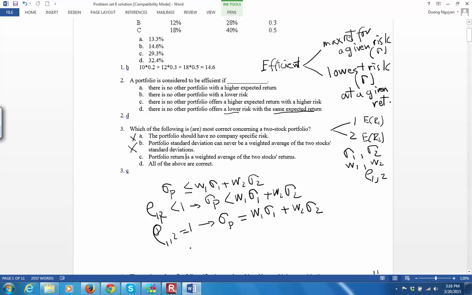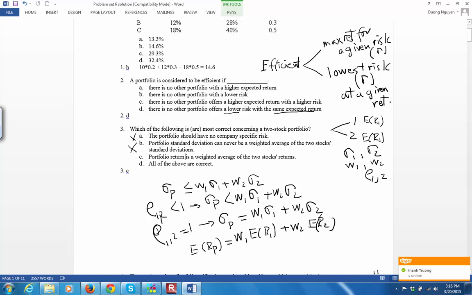Whenever you combine two stocks, the return of the portfolio always equals the weighted average, W1 ER1 plus W2 ER2. So the return you get is the weighted average return, but the standard deviation you get is always smaller than the weighted average standard deviation. The reason is that you are able to diversify the company-specific risk. If you combine two stocks, you can diversify some of the company-specific risk, not all, but some.